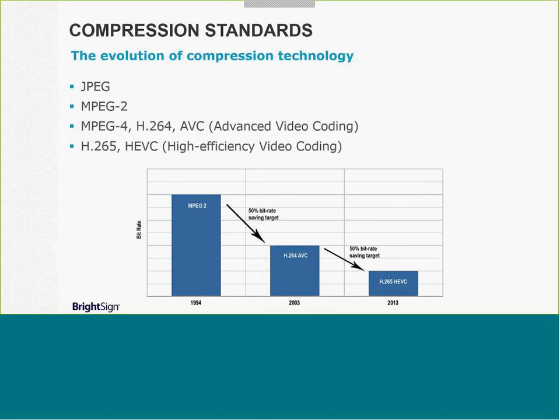Let's go through real quick about this H.265 compression standard. It's the next generation in evolution of compression technology. Back in the 90s, it was MPEG-2. Back in the early 2000s, it went to H.264. And now all of the content guys are starting to switch over to using H.265.